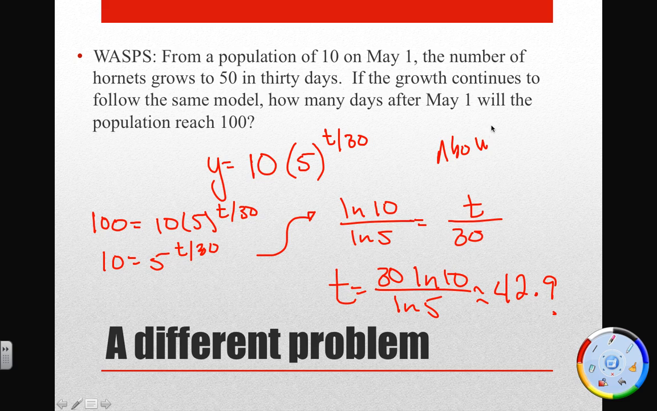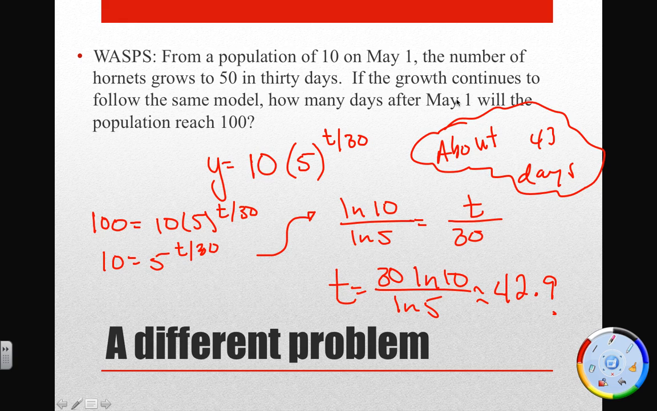About 43 days. Not years, not months, but days. All right, pretty simple, not too hard. We've done this for a couple years, always in little sections though.